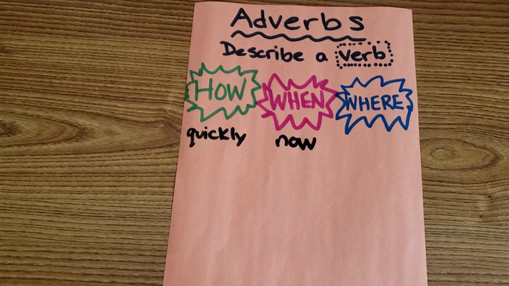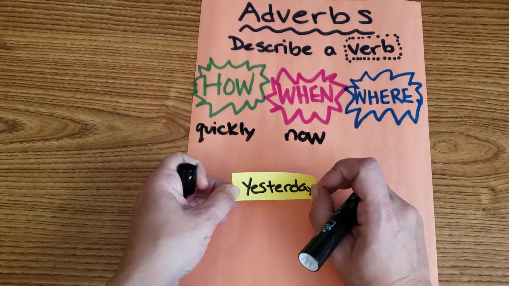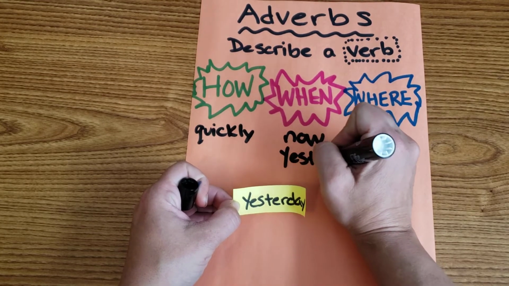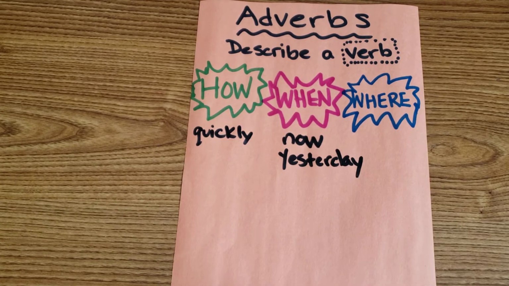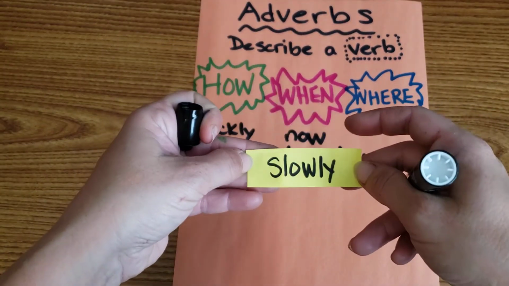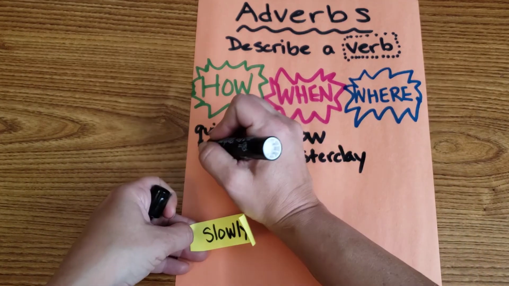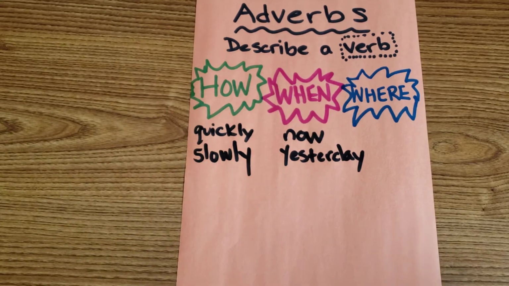What about yesterday? The word yesterday doesn't tell us how they did it. That tells us when they did it. There's an adverb for when. Slowly. Slowly doesn't tell us when, or where they were either, but it tells us how they did something. So slowly is an adverb that tells us how.